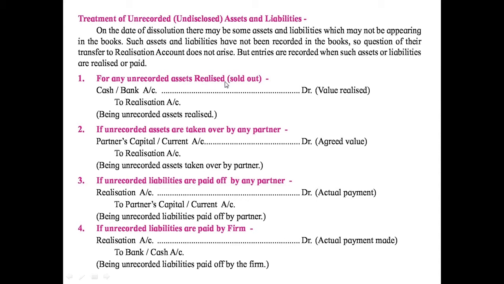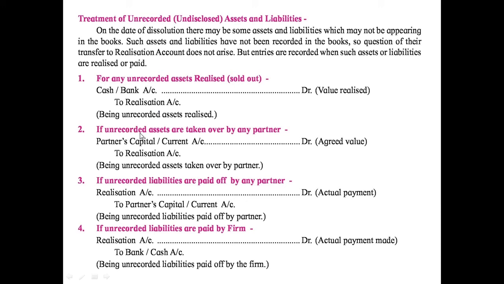If it is realized, of course we have to sell all the assets and we have to pay off all the liabilities. So any kind of unrecorded asset found at the time of dissolution, when it is sold, at that time cash comes in the business. So here cash or bank account is debited and the selling price of that asset will be recorded to realization account.